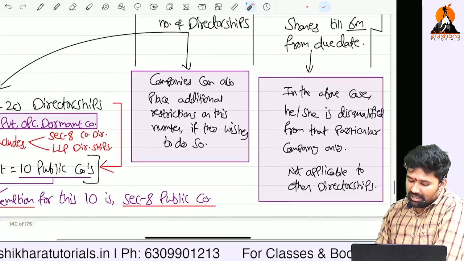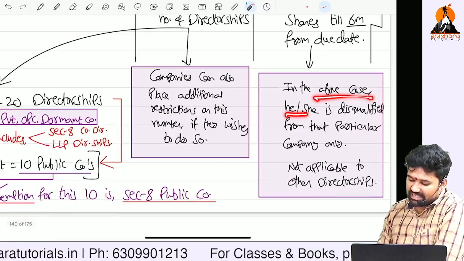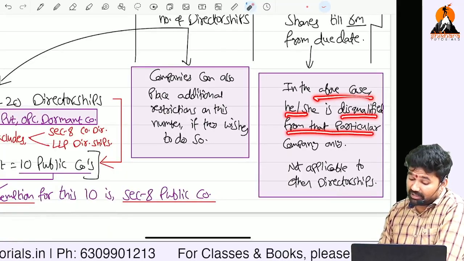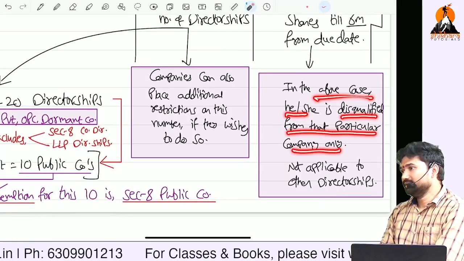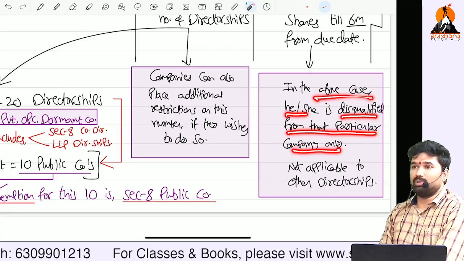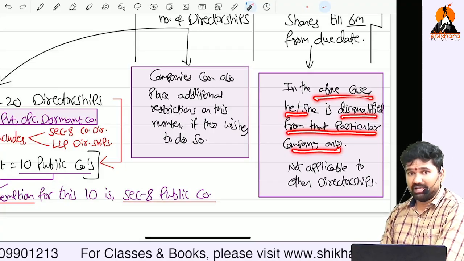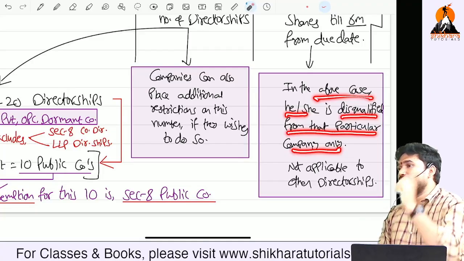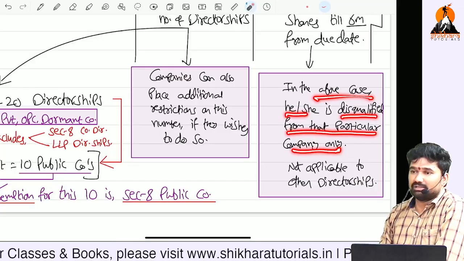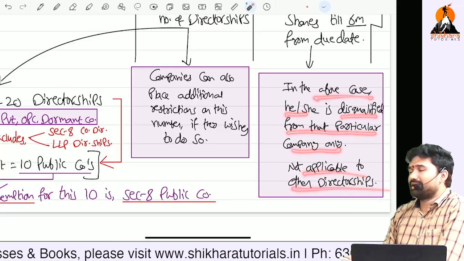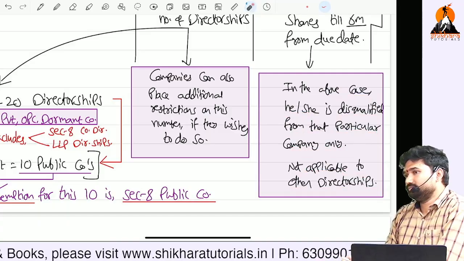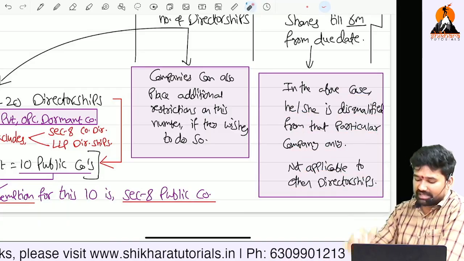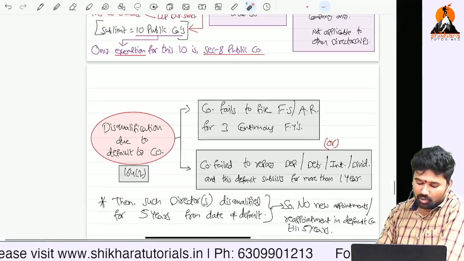Okay, so in the above case, he or she is disqualified from that particular company only. You are disqualified to act as a director in the company in which your dues have expired. Your dues have been pending for the last 6 months. Not applicable to other directorships. Other directorships are in the safe zone. Okay, so this is all about 164(1).